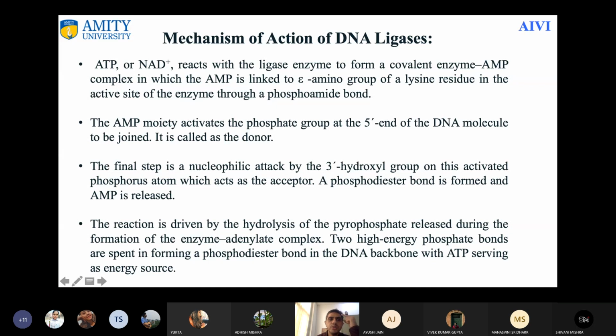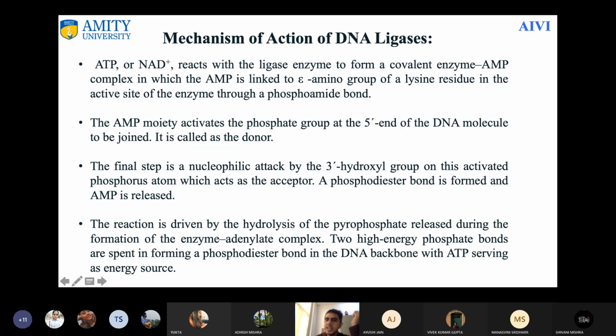Now what next thing is going to occur? This AMP moiety, what does it do? It activates the phosphate group at the 5' end of the DNA molecule to be joined. So now it is activated; it is called a donor. Now the final step is the nucleophilic attack.